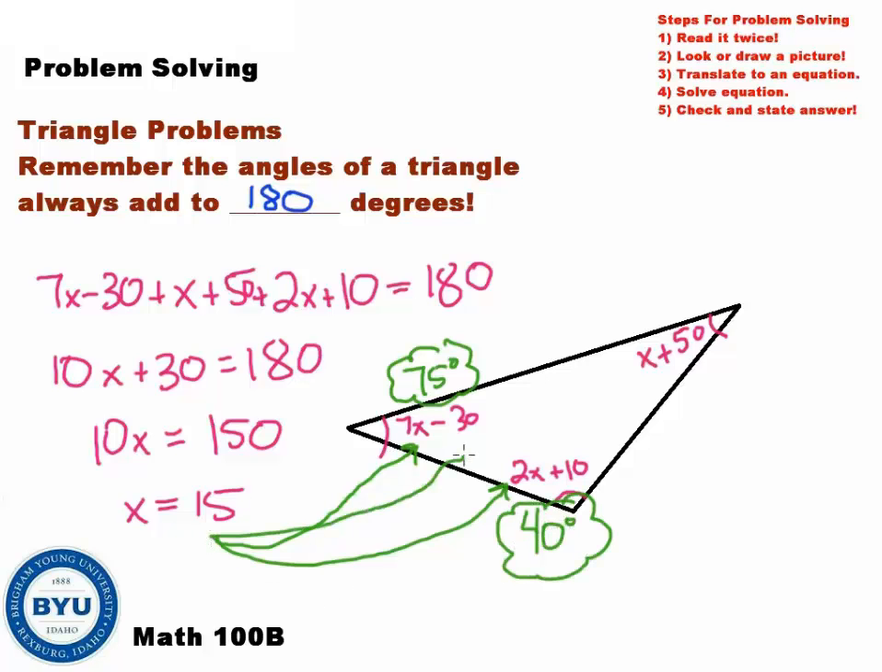And last of all, we can plug 15 here to find out that this angle is 65 degrees. And that's how you do a triangle problem. How'd you do? If you didn't catch it, feel free to watch that part of the video over again. We've got one more type of word problem that we need to talk about, and then we'll turn you loose.